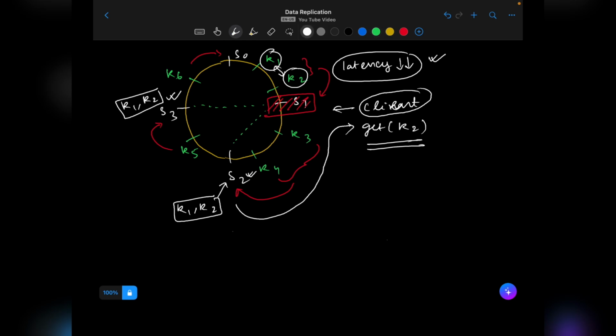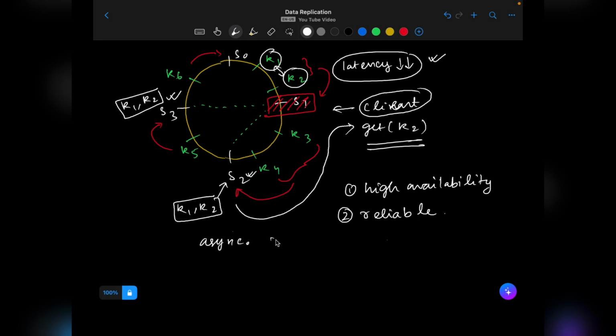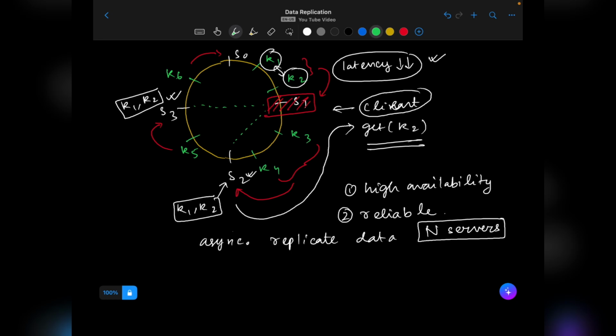So to achieve high availability and a reliable design, we asynchronously replicate our data to n servers. Why do I say asynchronously? To get better performance. And we'll further see what this asynchronous replication also helps us with in the near future.